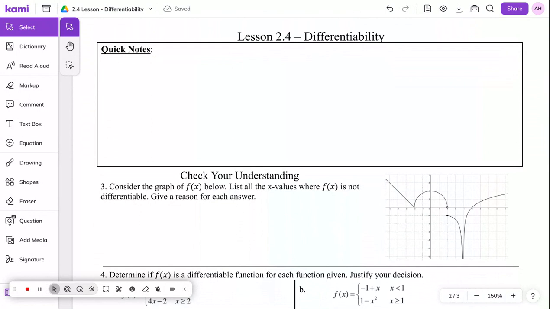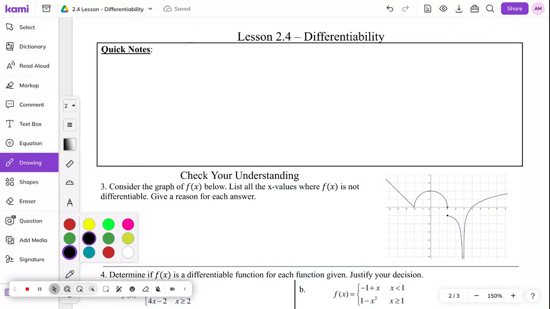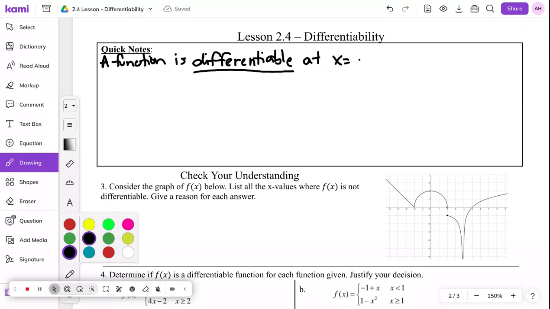Here we go. We say a function is differentiable. And I really think that when you start calculus, you get all these big words, right? So a function is differentiable, meaning I can take a derivative or I can find a derivative. I can find the slope of the tangent line at x equals a if and only if the following are true. If and only if is a mathematical way of saying these both have to be true. It can't just be one or the other.